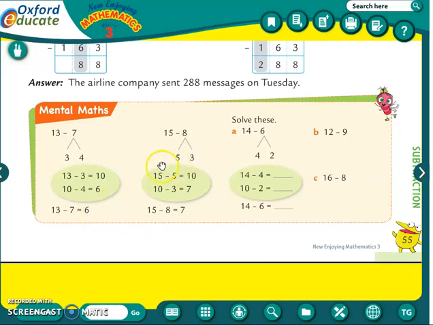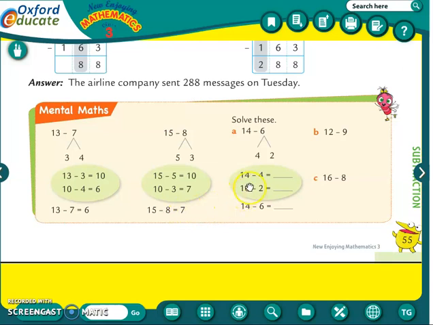Okay. Here also 15 minus 8, we have to make two parts of 8, 5 and 3. Why we have to do like this? Because if it is a round number, near a tens number, it will be easy to calculate. 15 minus 5 is equal to 10. Now we will do minus 3 from this 10 only. So 10 minus 3 is equal to 7. So the answer will be 7.